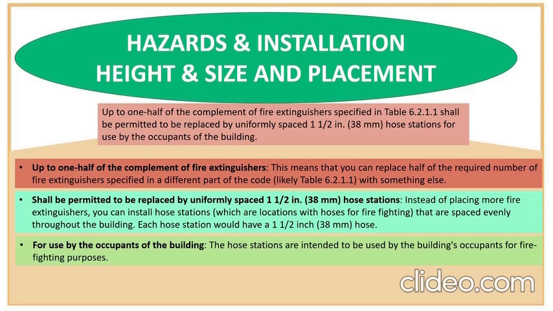Each hose station would have a 1.5 inch, which is 38 mm, hose. So these are the requirements. If you want to reduce the number of fire extinguishers according to the standard, you have to provide the firefighting hose reel with the 38 mm hose station.